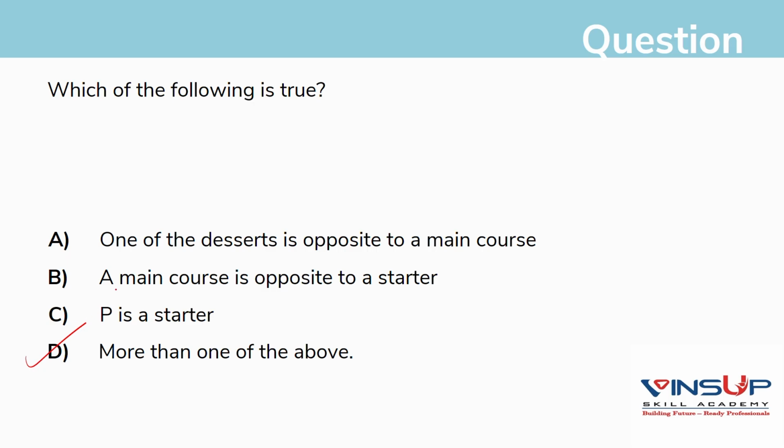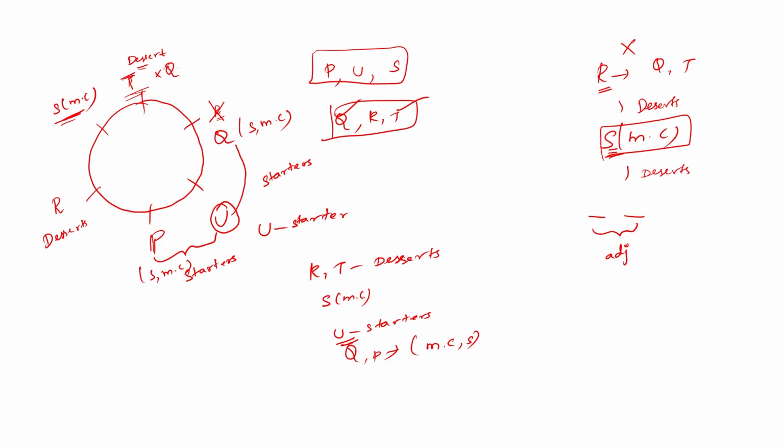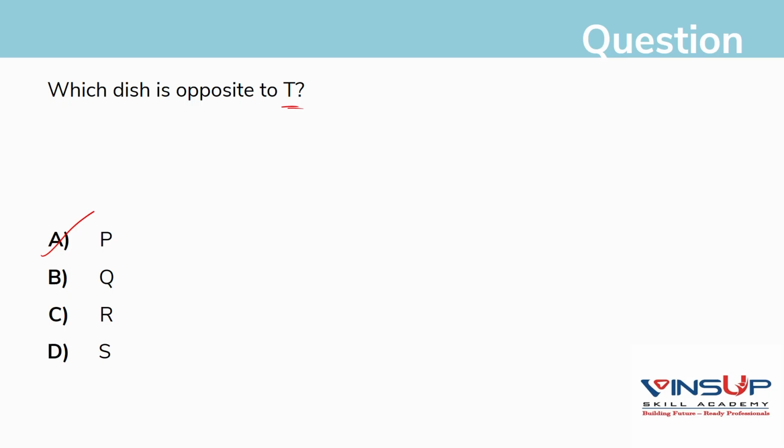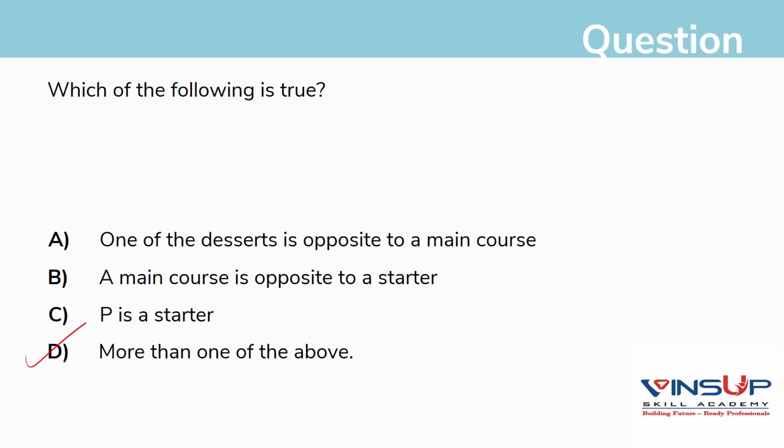Option D, more than one of the above. Why? Because in option A, dessert T is opposite to a main course, as P may be a main course. We can't say P will not be a main course, so there are two possibilities, and A can be correct. Similarly B is correct, and C may be correct, because P may be a starter or main course. So the answer is more than one of the above.